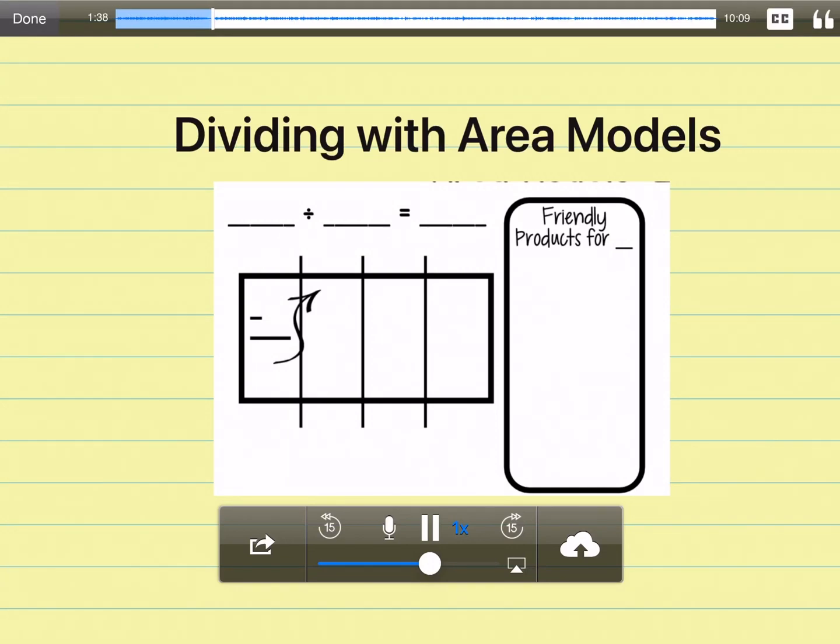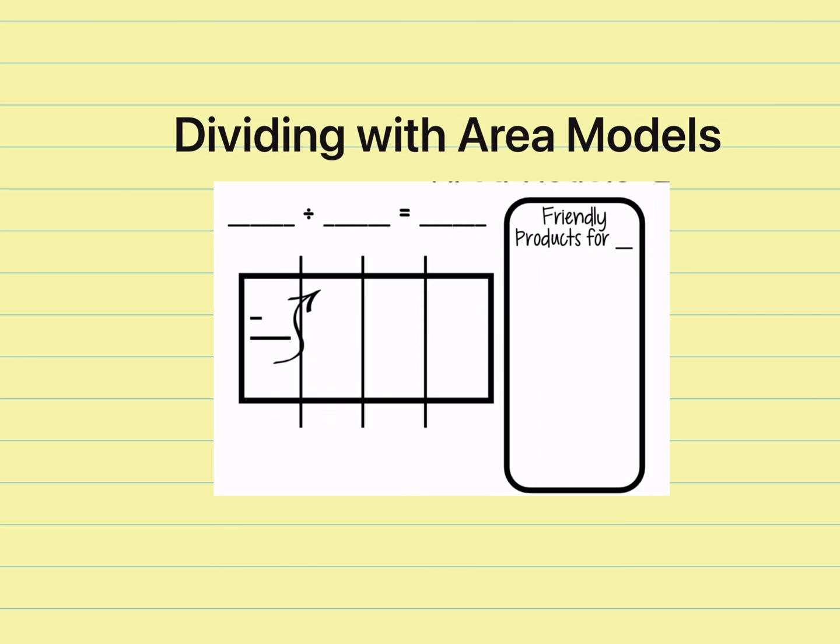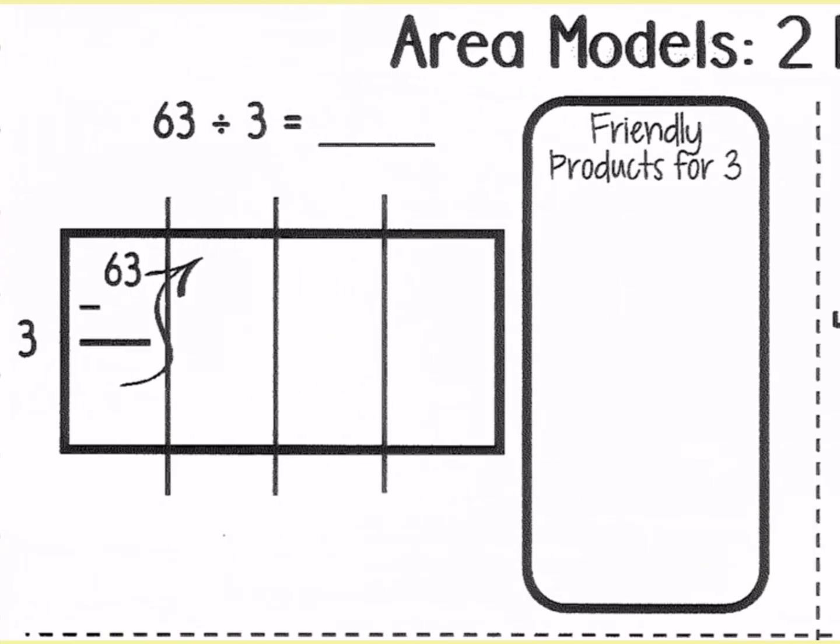Okay, folks, we're going to be dividing with area models. We have learned to divide with base 10 blocks. Now we're going to use area models. So first thing I'm going to do is I'm going to take a look. I've got 63 divided by 3. 63 is my dividend and 3 is my divisor.